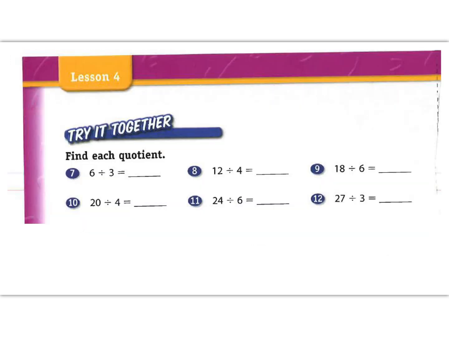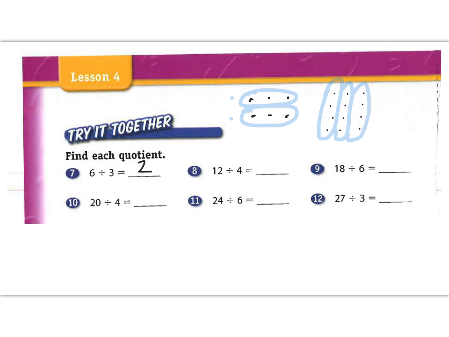So lesson 4, we're going to try these together. So we're going to draw pictures again. So 6 divided by 3. We have 6 dots and we want 3 in each group. So we're going to circle 3 and we have 2 groups. So 6 divided by 3 is 2. The next one is 12 divided by 4. So we're going to start with 12 and we want 4 in each group. And we can see we have 1, 2, 3 groups. So that means 12 divided by 4 is 3.